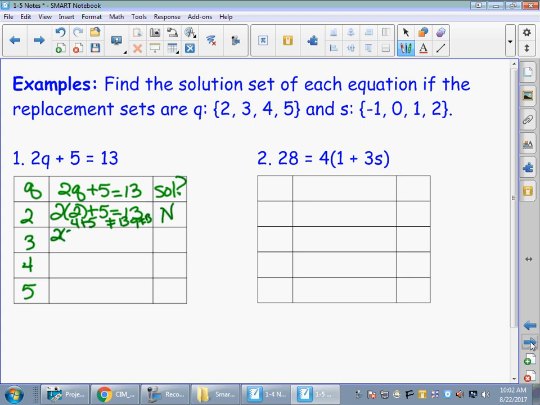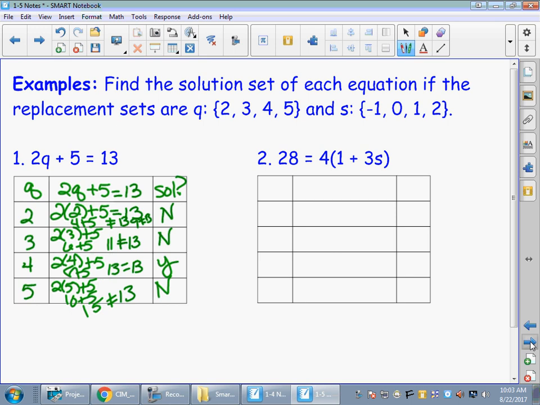When I replace with 3, 2 times 3 plus 5 gives me 6 plus 5. I get 11, which is not equal to 13. So 3 is not a solution. 2 times 4 plus 5 is 8 plus 5. 13 equals 13. So yes, that's a solution. And then 2 times 5 plus 5 is 10 plus 5. 15 does not equal 13, so no, not a solution. So the only solution I have for this particular case is 4. In my little brackets, I will put the number 4.